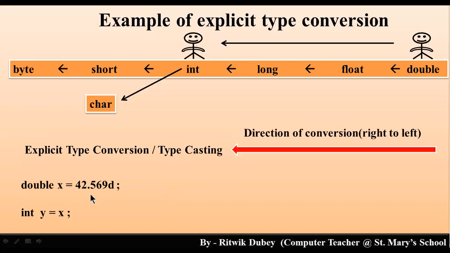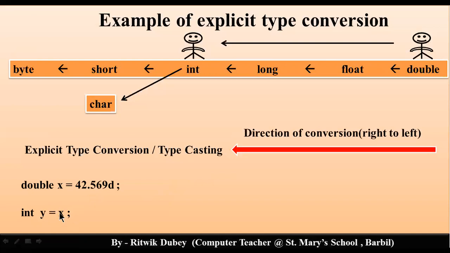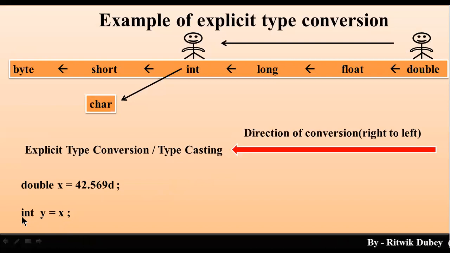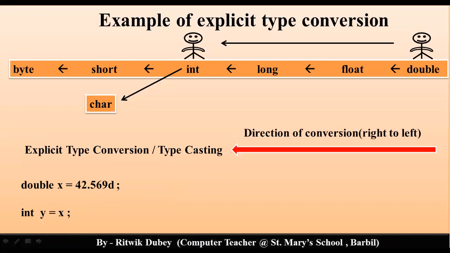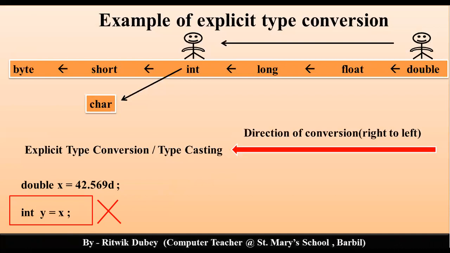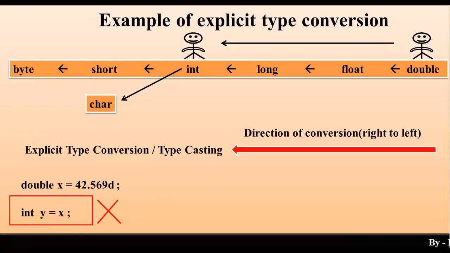In the second statement, you are assigning the value of x directly to y whose data type is int. So it is not allowed. It will give you an error because it will not be done automatically by the compiler. The error will be: incompatible types, possible lossy conversion from double to int. I will show you using BlueJ, but this will give an error.